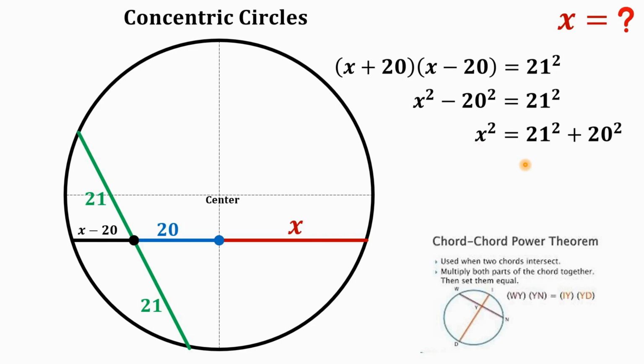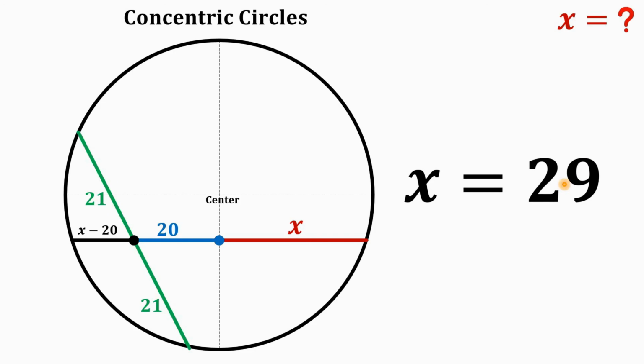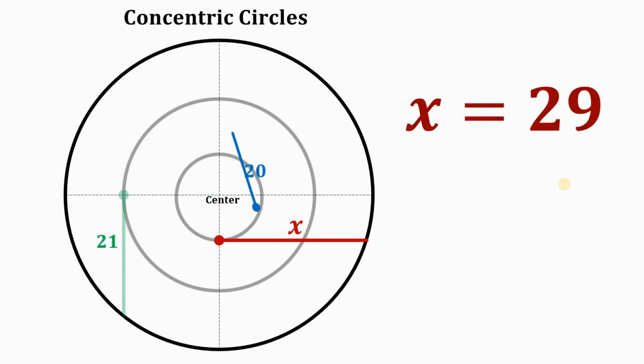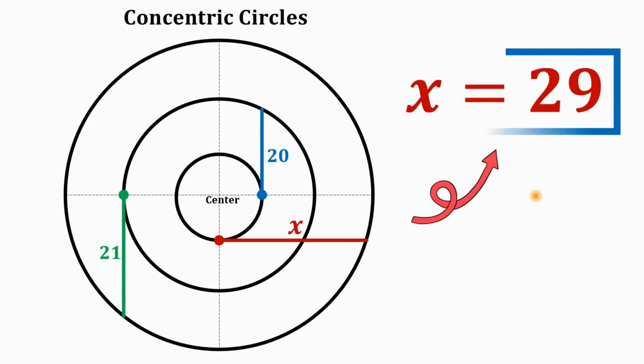And now at this point, we can also use what we call the concept of Pythagorean triples, because we have a Pythagorean triple 20, 21, 29. In short, 21 squared plus 20 squared simply equal to 29 squared. And if we want the value of x, this is simply equal to 29 units. And that is the value of x. Therefore, given this configuration, the value of this segment x simply equal to 29 units.